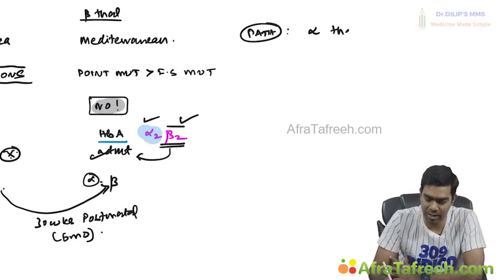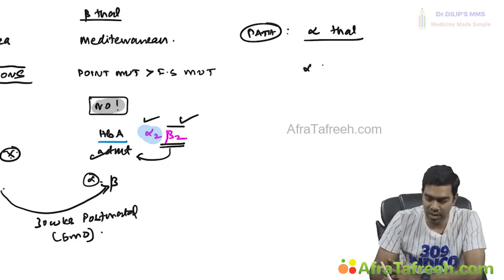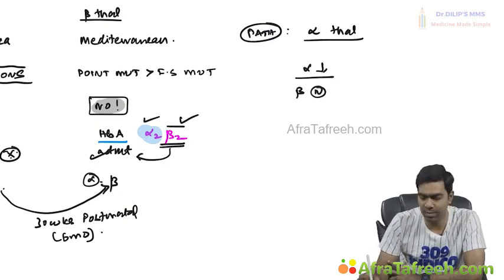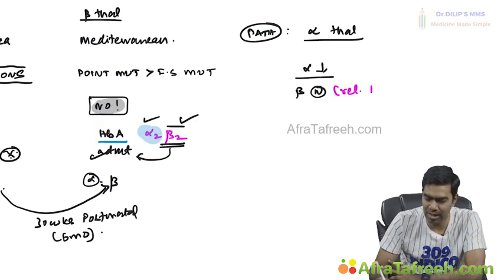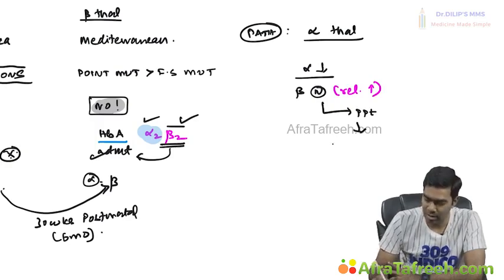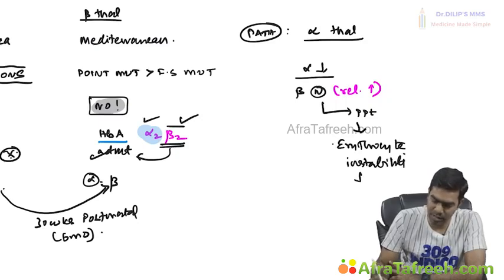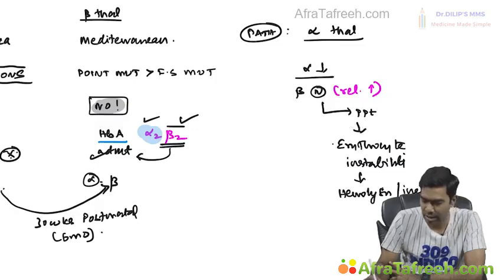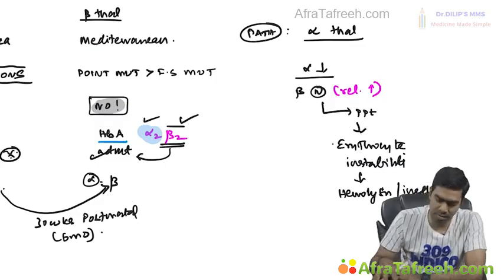For example, if you take an alpha thalassemia, the alpha chains are reduced in number, whereas beta chains are normal, which means even though it is normal, in this context it is relatively increased. So the beta chains tend to precipitate and they are going to result in something called erythrocyte instability, which will result in hemolysis and ineffective erythropoiesis. So that's what is going to result from this.